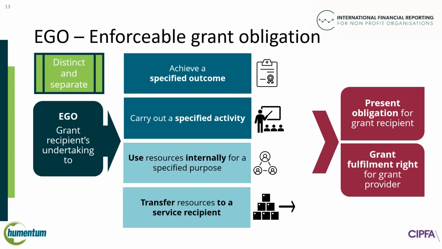Because an NPO has to do something distinct and separate to be entitled to the grant, each EGO creates a present obligation for the grant recipient. It also creates a grant fulfillment right for the grant provider. This has implications for when grant revenue or a grant expense is recognized.